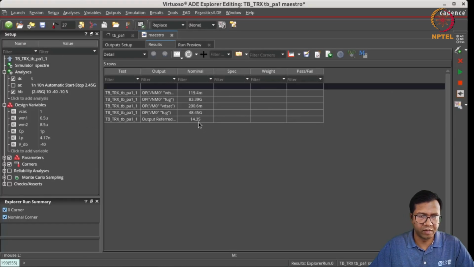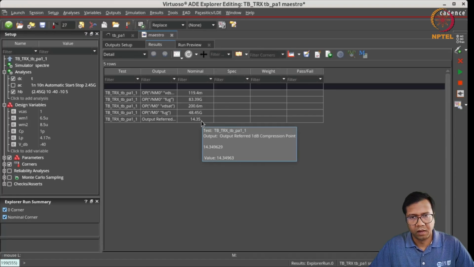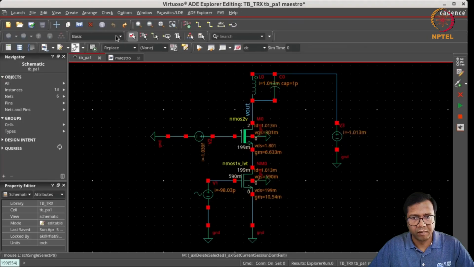So we can see that it is coming out to be 14.35 dBm output referred P1 dB, and our target output P1 dB is 13 dBm when only considering a 1.4 volt output voltage swing. So in our amplifier, there is no load connected as such, so only the output impedance of this cascode amplifier is giving rise to the voltage swing. So next our job is to add a load to this cascode amplifier and try to see what is the optimum value of RP we can obtain.